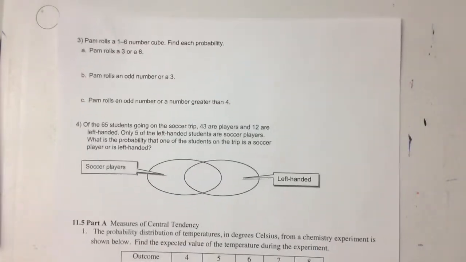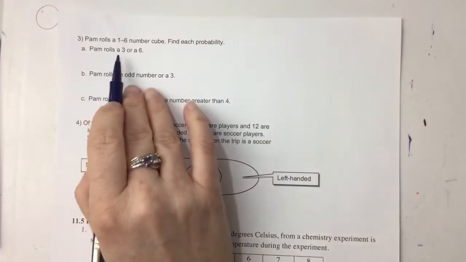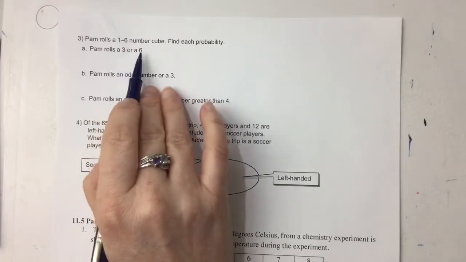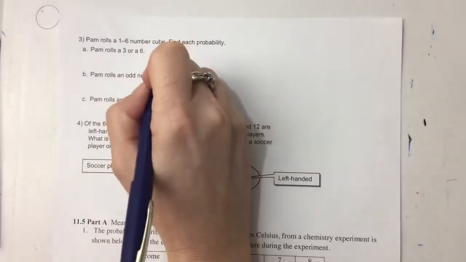And let's keep going. You guys only have one more page left, and that's it for the week. Okay, so we are still on 11-4, where we're adding and subtracting those probabilities. Pam rolls a number cube. It has 1, 2, 3, 4, 5, or 6. Find each probability. That Pam rolls a 3 or a 6. Exclusive because there's no overlap here. It's a 3 or a 6.